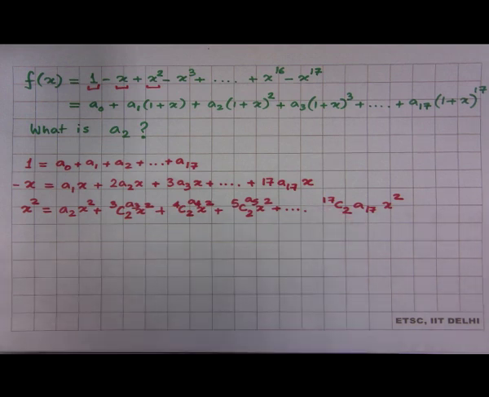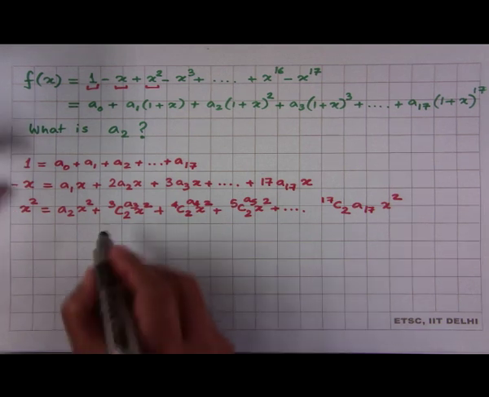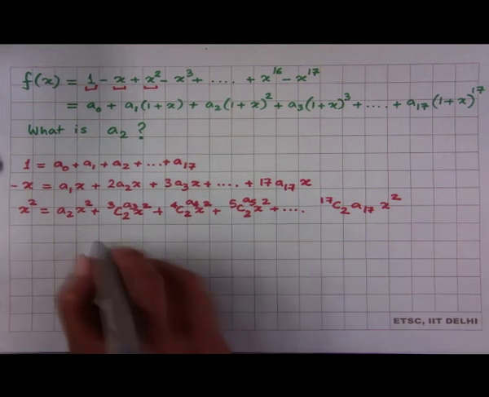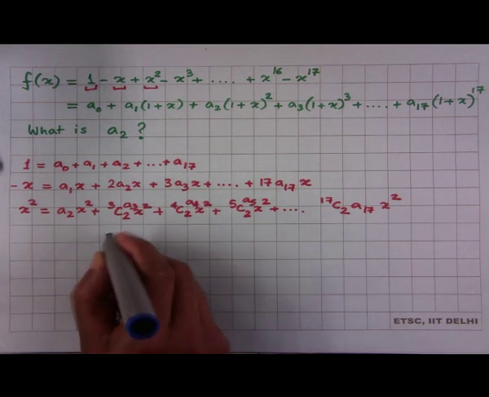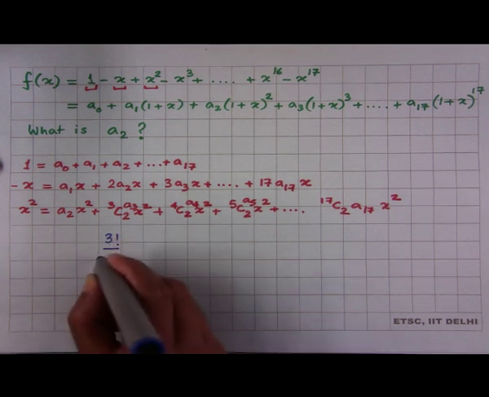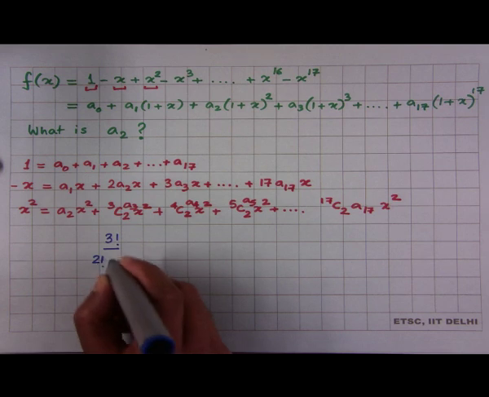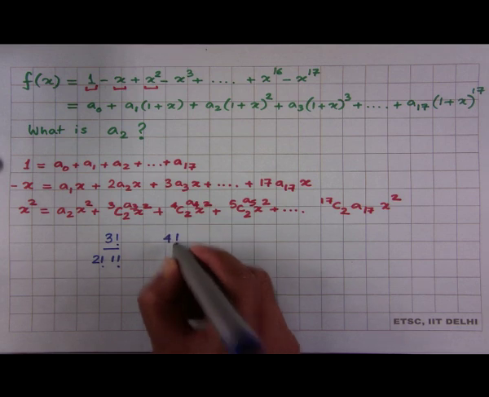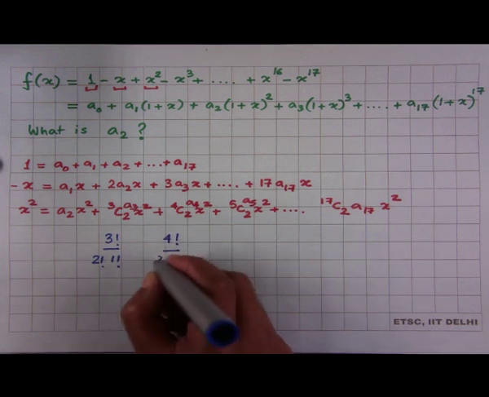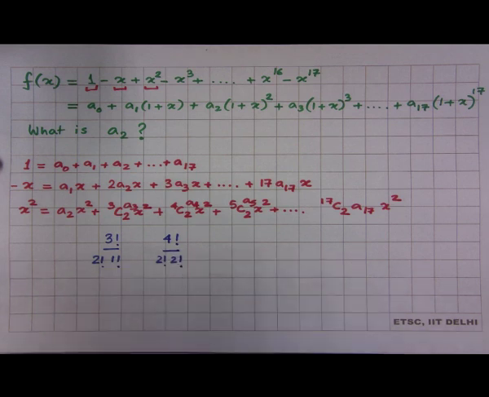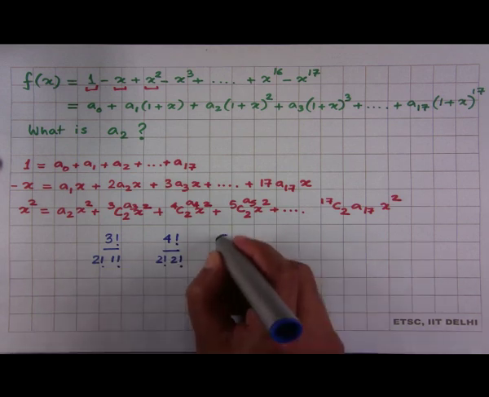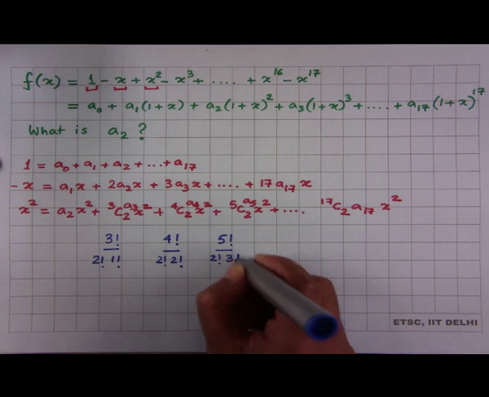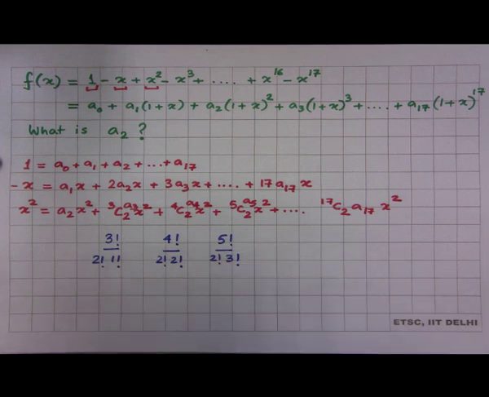Okay. How are these terms moving? So, what is the difference between 3 C2 and 4 C2, for example? 3 C2 is factorial 3 by factorial 2 into factorial 1. 4 C2 is factorial 4 by factorial 2 factorial 2. 5 C2 is factorial 5 by factorial 2 factorial 3, and so on.